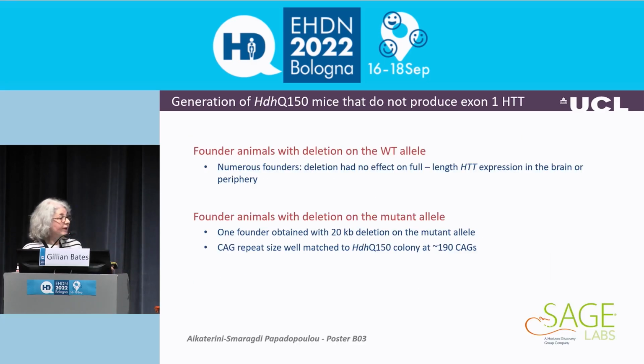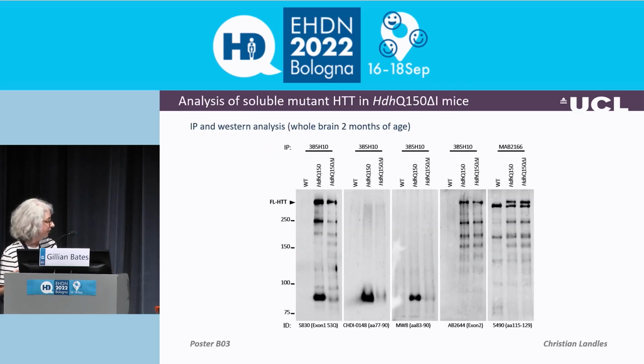So we managed to obtain multiple founders on a wild-type allele, and we're able to show that this didn't affect the production of the full-length Huntingtin transcript. And we produced one founder with a deletion on the mutant allele, and this had a CAG repeat size very similar to our knock-in mice. And if you want to look at this in more detail, you can talk to Kat on her poster here. I'm just going to skip to the protein work for this talk because of time.